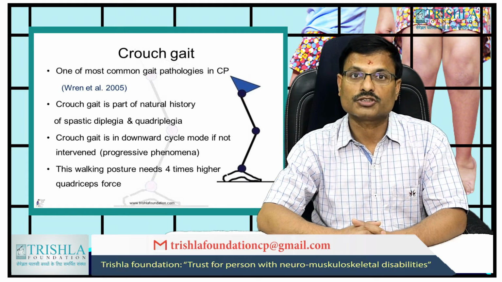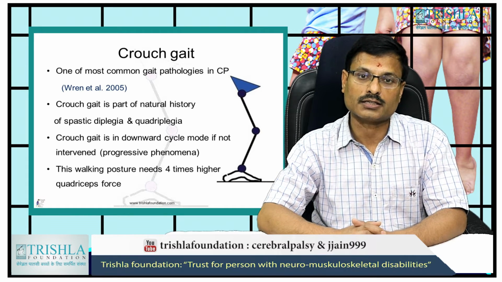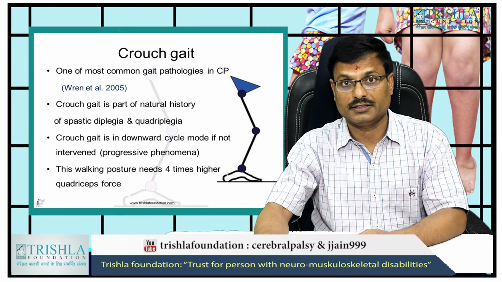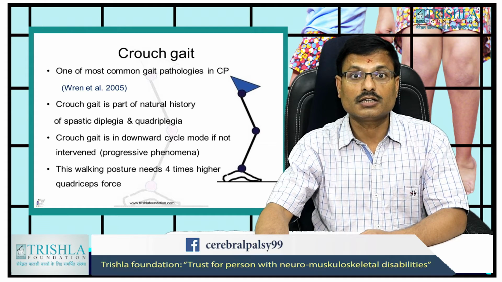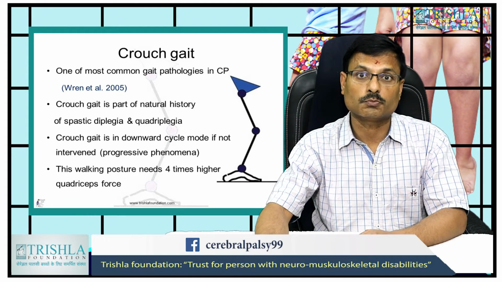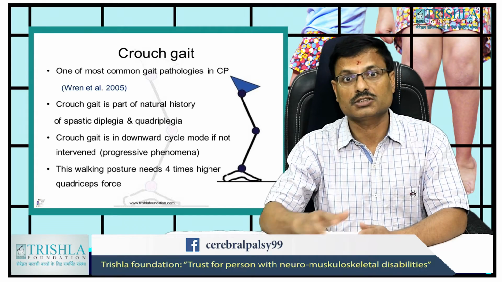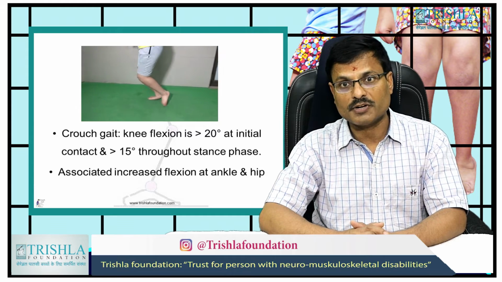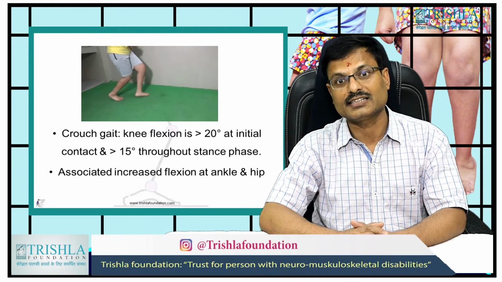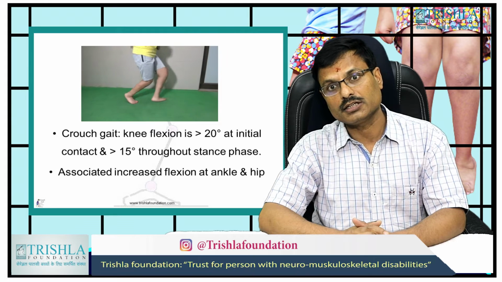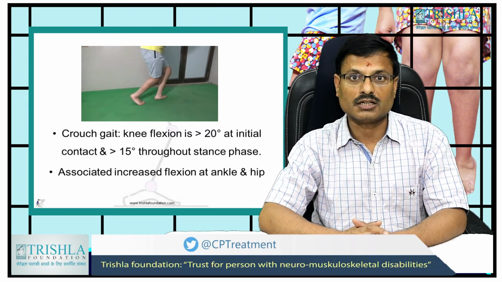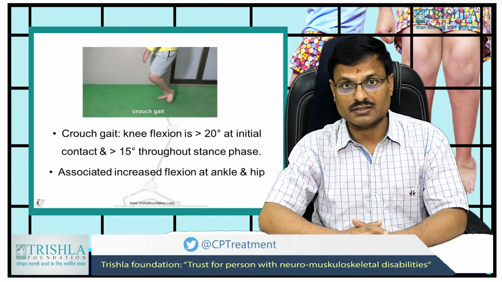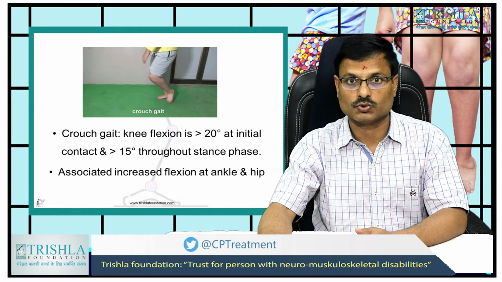This walking posture needs 4 times higher quadriceps forces because the child has to walk with a bent knee, and with a bent knee he has to bend more, and they will be putting more pressure on the muscle anterior to the knee joint. You can see in this video that if knee flexion is more than 20 degrees at initial contact and 15 degrees throughout the stance, then it is called a crouch gait. There will be associated increased flexion at the ankle and hip joint also.